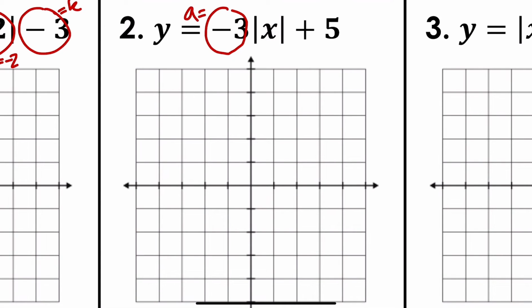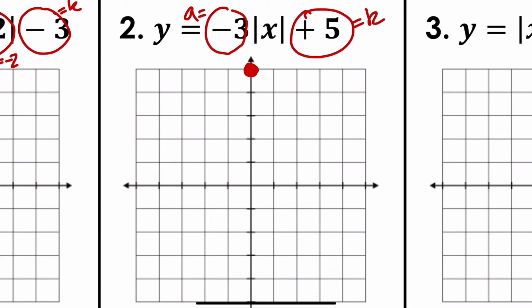Your h has to be inside of your absolute value bars. If there is nothing but an x inside, that means your h is actually equal to 0, and we don't have one. So for our h, we just don't have that. But we do still have a k, because our k is going to be on the outside of those absolute value bars. So instead of moving side to side here, we're just going to move up and down. And for this one, since it's positive 5, we're just going to be moving up 5 spaces right there.